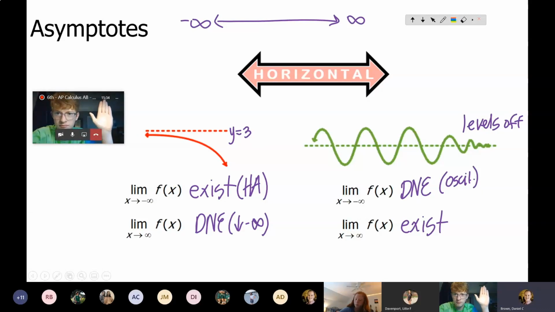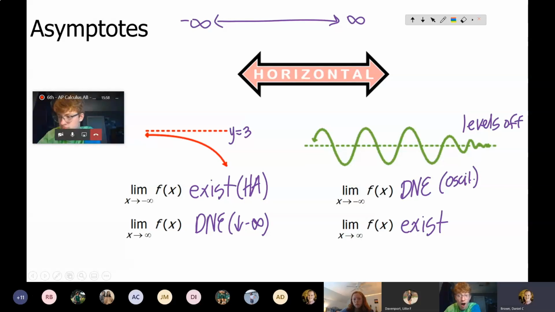Yes, Mitch? So does the limit going towards infinity have a horizontal asymptote as well, or no? It is so, and that is something I probably want to correct. When you were first taught asymptotes, you were probably told by a teacher, through no fault of their own, that a function can never cross an asymptote. And that's kind of a lie.